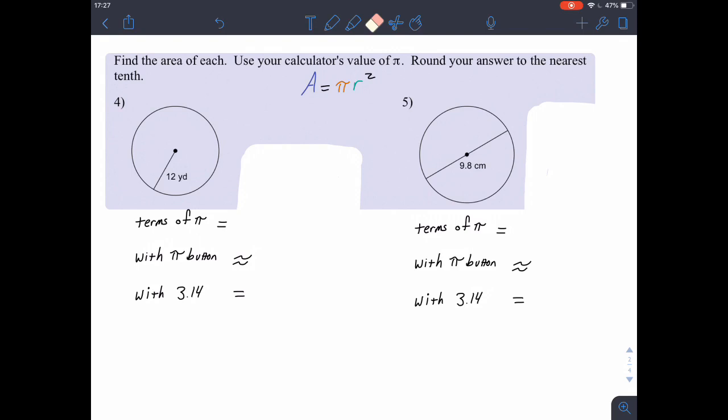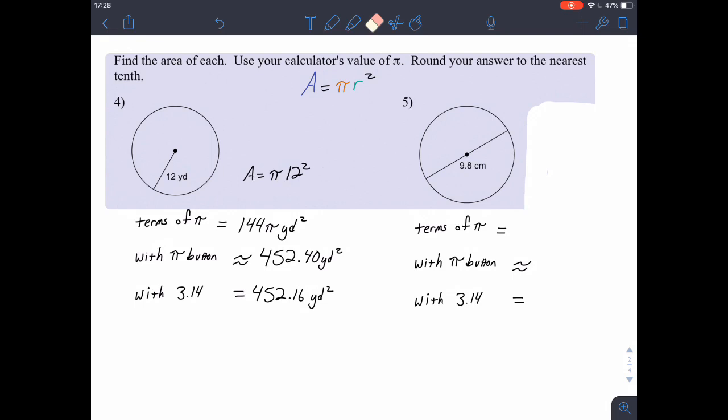In order to find our area, all we need to do is replace the r in our equation with the value of the radius. So, in our first circle that has a radius of 12 yards, all we need to do is take the radius of 12 and square it, or multiply it by itself, to get 144 times pi. That will be our answer in terms of pi.